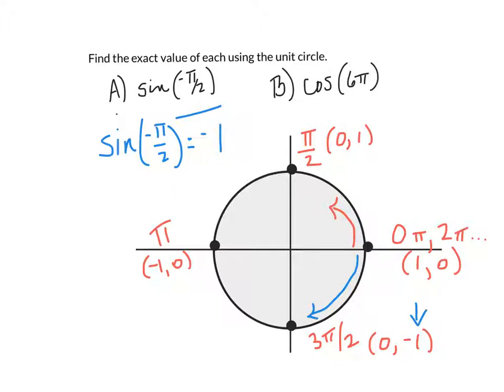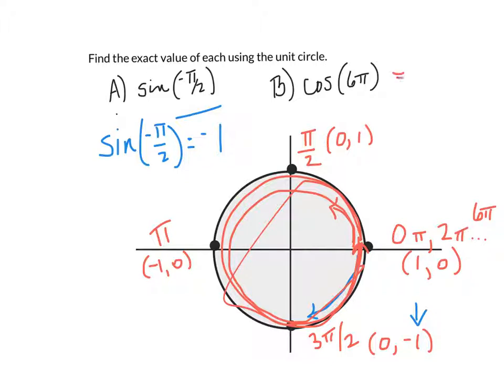Let's look at the cosine of 6 pi. That one will be similar. When we think about 6 pi, that means that we're going to rotate in the positive direction. That would be 2 pi, 4 pi, and then 6 pi. So 6 pi lands here. The cosine of 6 pi would be the first coordinate, or 1.